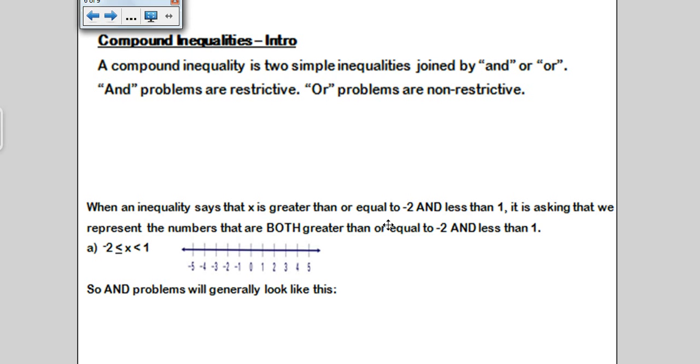So what I want you to think about first is what "and" problems will generally look like. And I gave you an example. Negative 2 less than or equal to x less than 1. That means I need to find numbers that are both greater than or equal to negative 2 and numbers that are less than 1. So on a number line, anything bigger than a negative 2 would be from here, but then it also has to be less than 1. So it would be anything in between there. So when you go to graph "and" problems, they're generally going to look like, and I'm just going to use parentheses as a generic case here, where you shade in between two numbers.